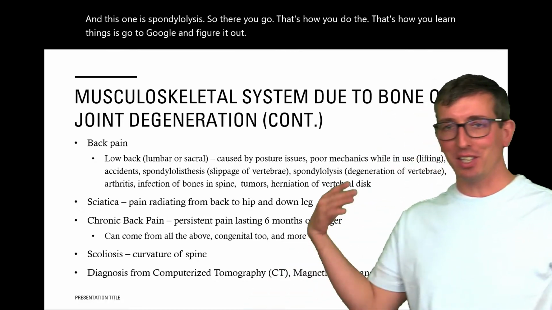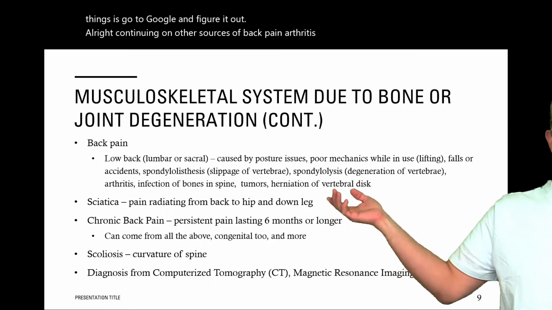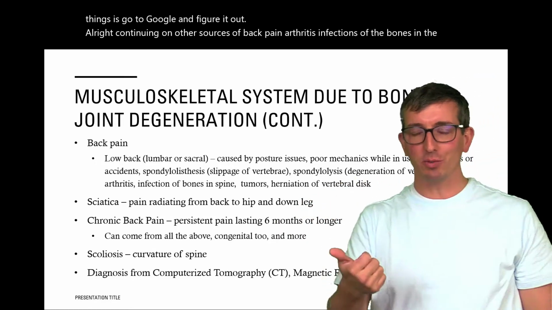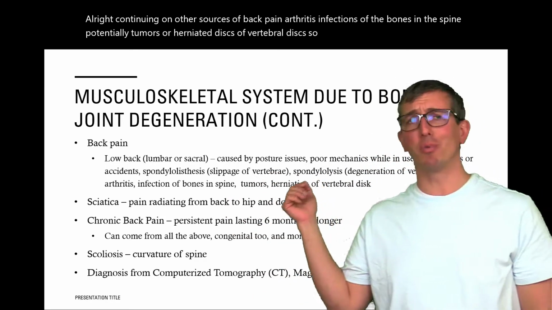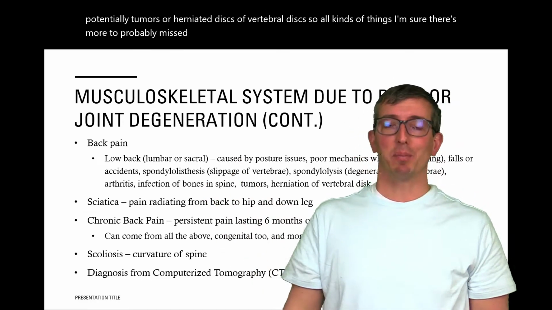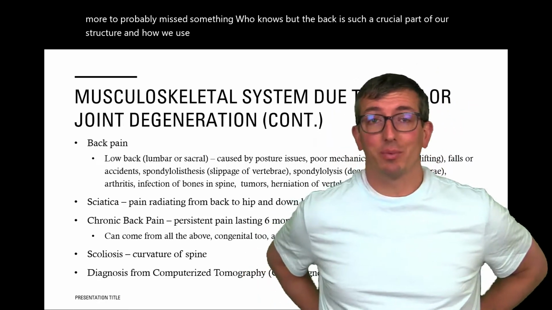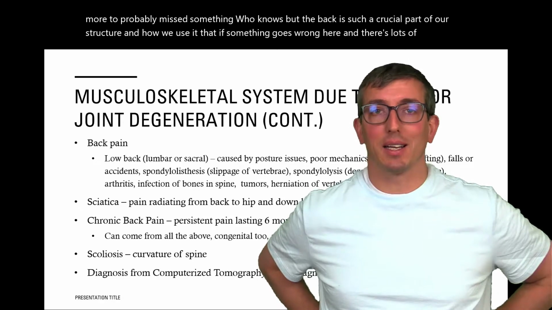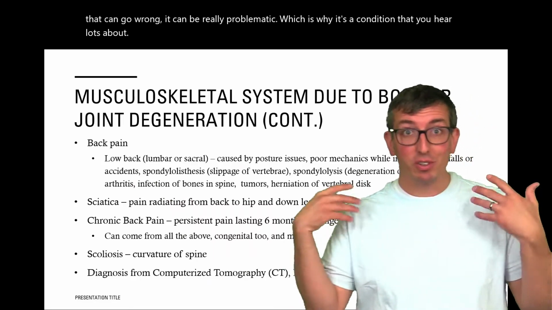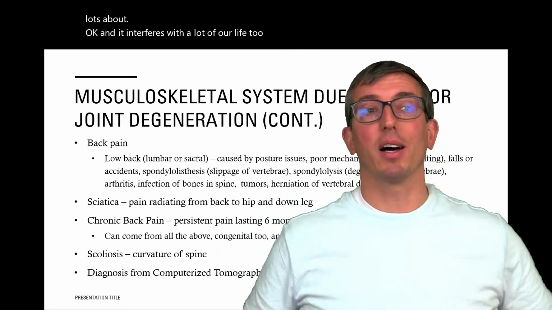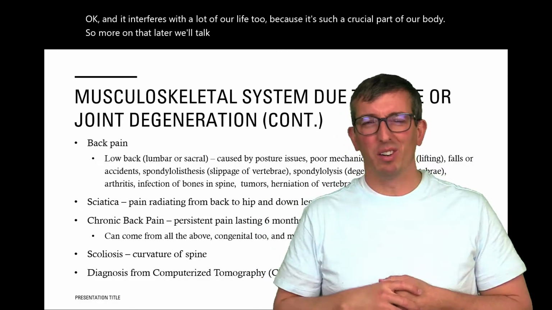All right, continuing on. Other sources of back pain: arthritis, infections of bones in the spine, potentially tumors or herniated discs of vertebral discs. So all kinds of things. I'm sure there's more too. I probably missed something. But the back is such a crucial part of our structure and how we use it that if something goes wrong here, and there's lots of ways that it can go wrong, it can be really problematic, which is why it's a condition that you hear lots about. And it interferes with a lot of our life too, because it's such a crucial part of our body. So more on that later. We'll talk about interventions in the next chapter.